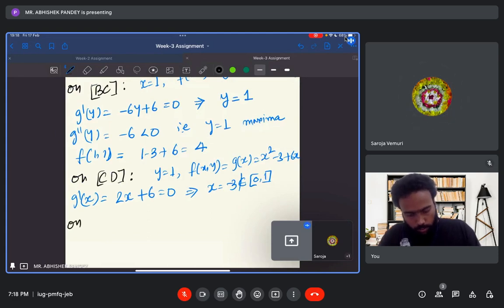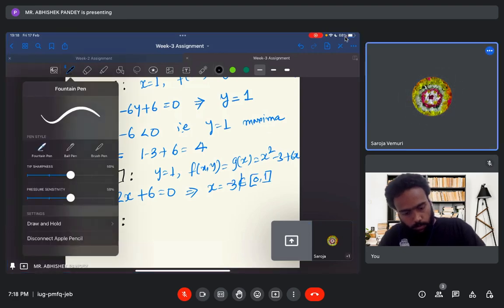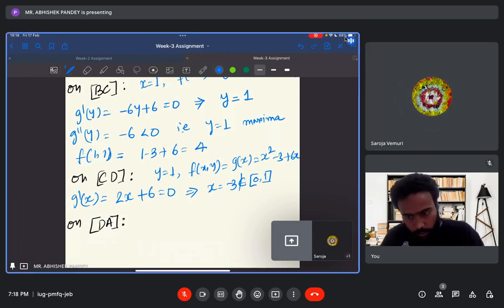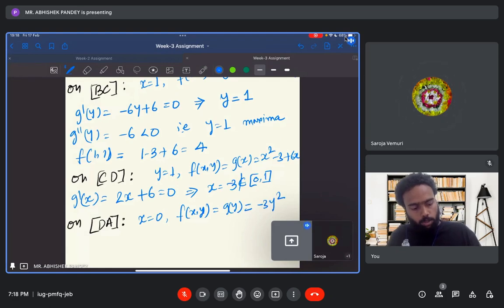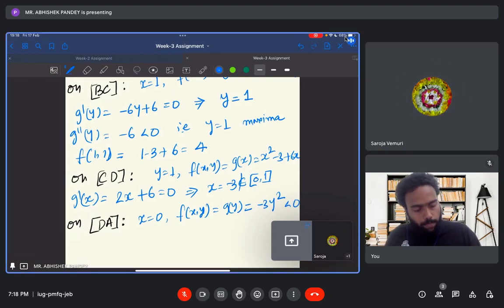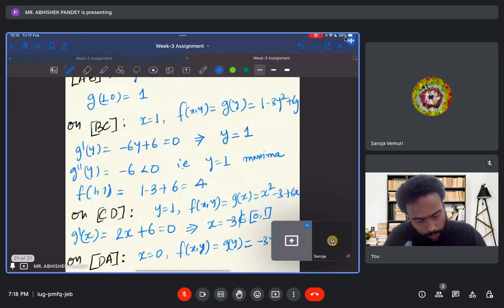Now on the line segment DA. Any doubt, sir? Nothing, sir. Okay, so on this line segment your x is 0, which means f of x comma y is now a function of y, which is minus 3y square. And y is in 0 to 1, so this is always negative, isn't it? Yes, sir. So on this one also no maxima, so the only maximum value we are getting is 4.